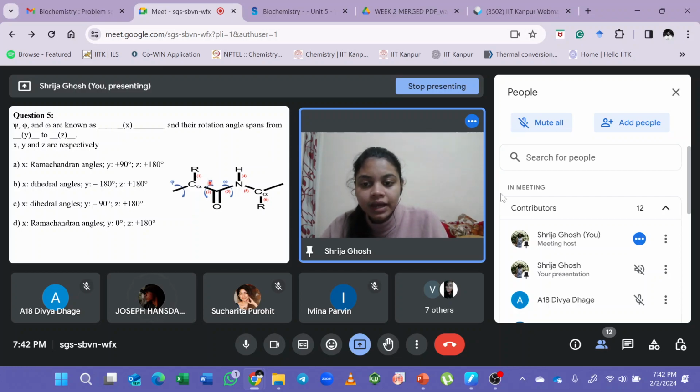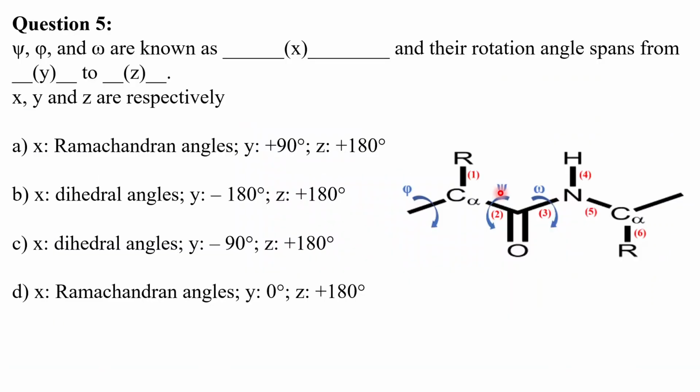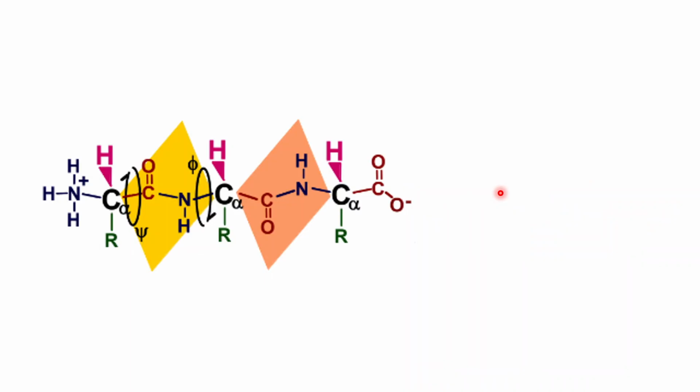The angle span, the range of the phi, psi and omega, is from minus 180 to plus 180, and the angles are called dihedral angles. Why is it called dihedral angles? Anybody knows the meaning of dihedral angles? The angle between two planes. Yes, very good. So the angle between two planes. So just now I explained, we have one plane here and the second plane is formed by the next 3 atoms.